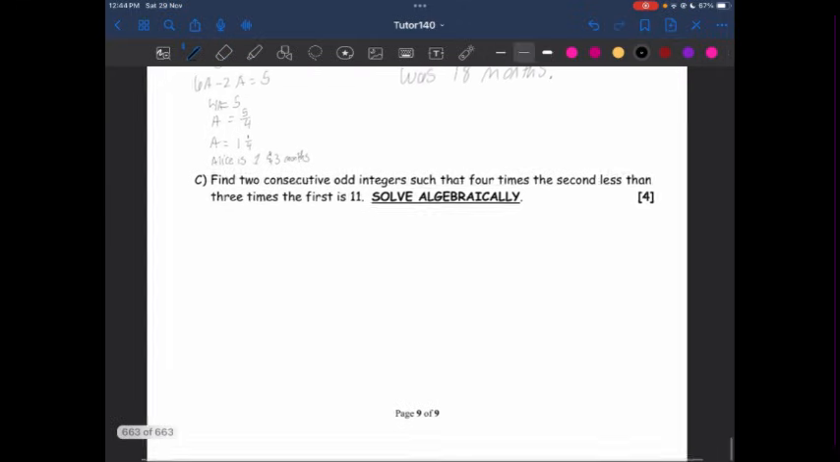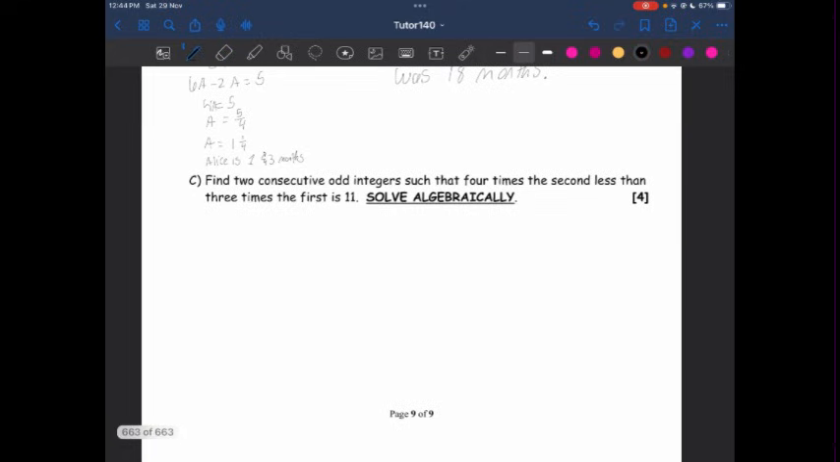Okay. Now, C. Find two consecutive odd integers such that 4 times the second less than 3 times the first is 11. Solve algebraically. So remember, consecutive odd integers, if the first odd integer is x, the first one is x, the second one is x plus 2.